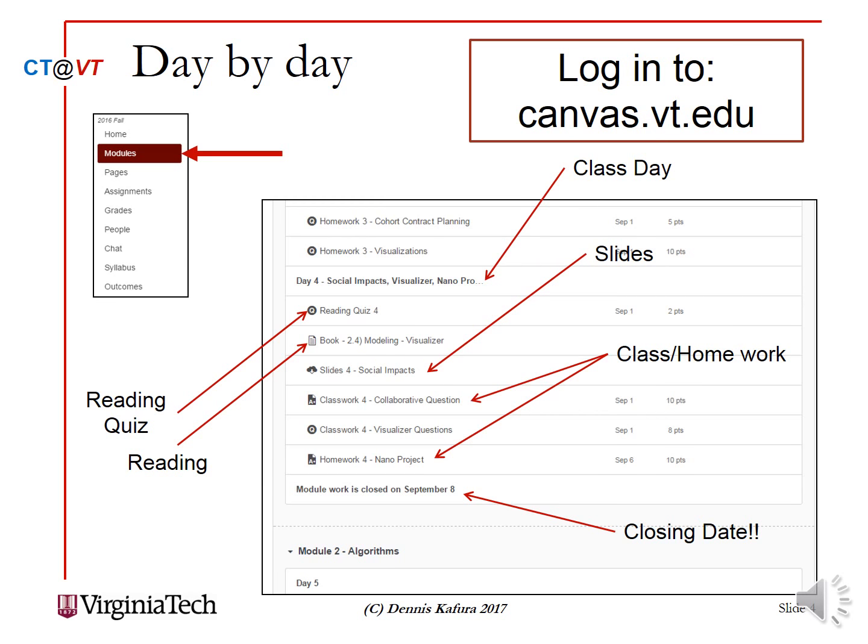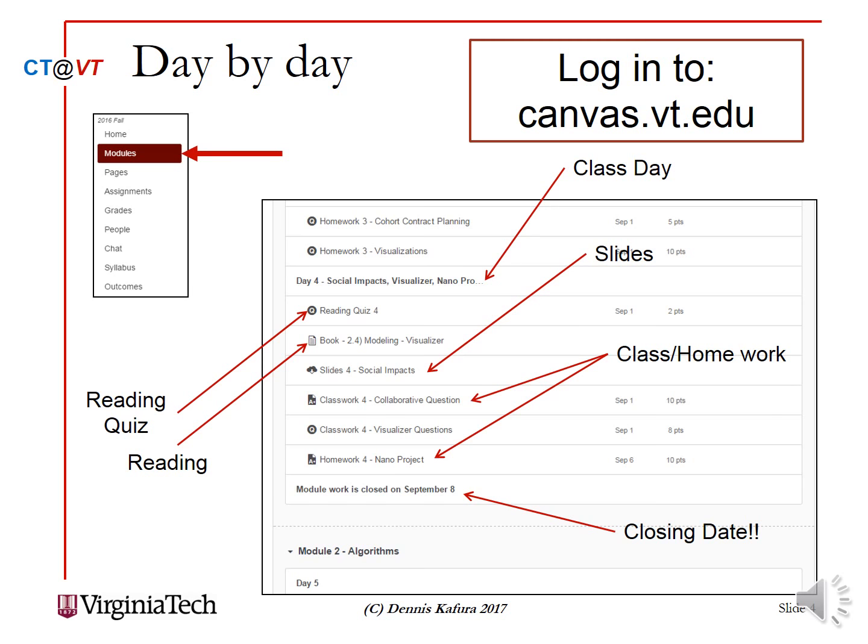All of the materials for the class can be found on the university's Canvas website. So if you log into canvas.vt.edu using your Virginia Tech username and password, you'll be able to select the Introduction to Computational Thinking class from the menu of courses that you'll see displayed. One way of viewing the material in the class is through the module view. This view gives you a day-by-day listing of the materials for each day.